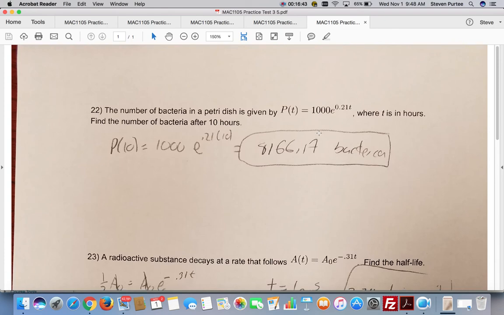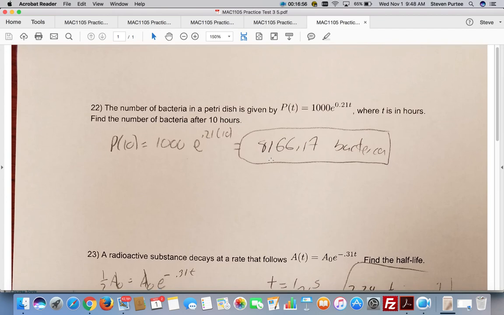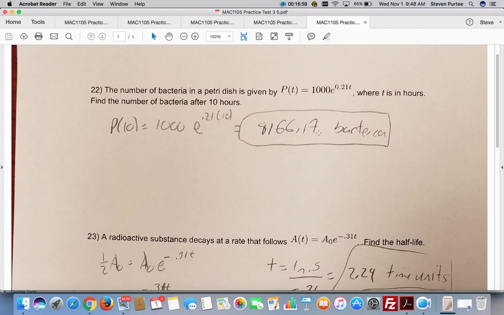And the last page, number 22 is pretty easy. I give you the time, just plug it in for t, time. So 1000 e to the 0.21 times 10. As long as you plug that in your calculator right, you'll see you get 8166.17 bacteria.